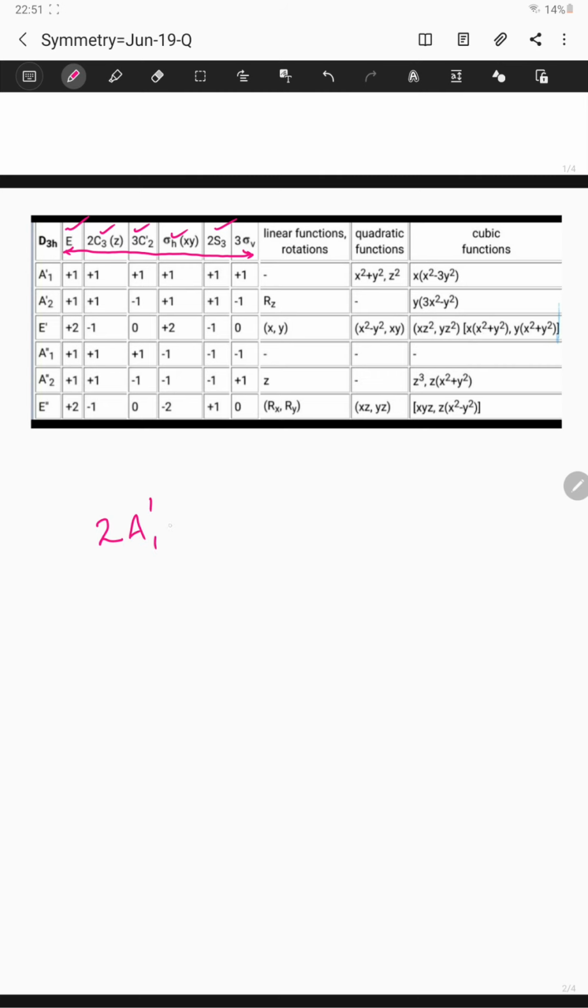two A1 prime plus A2 double prime plus E prime. So this is the irreducible representation. We get it from the gamma sigma, which we have reduced by using the standard reduction formula. Now how do we correlate this irreducible representation to the character table? Let us watch.